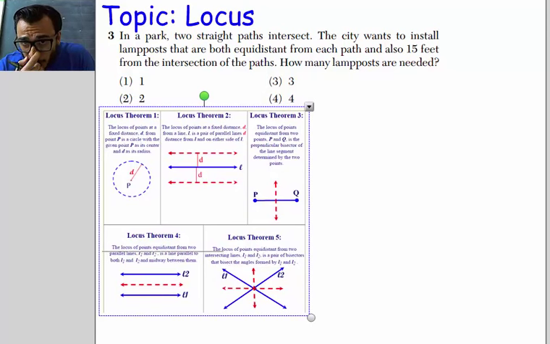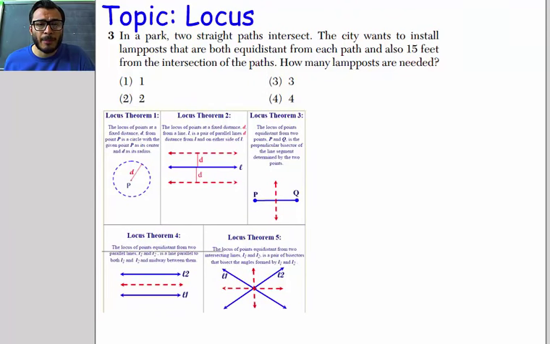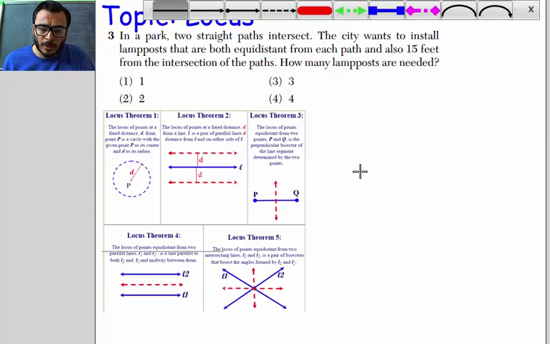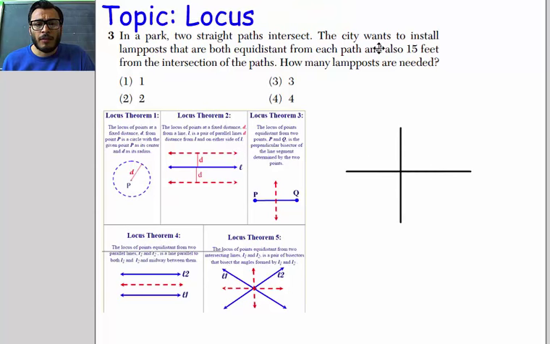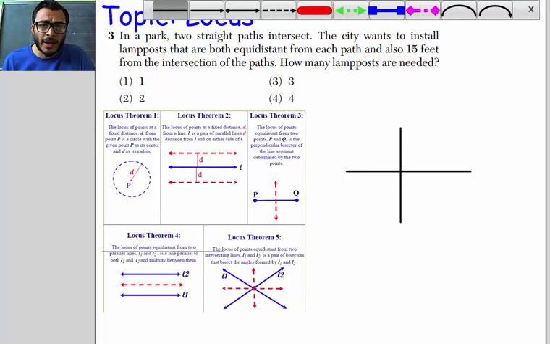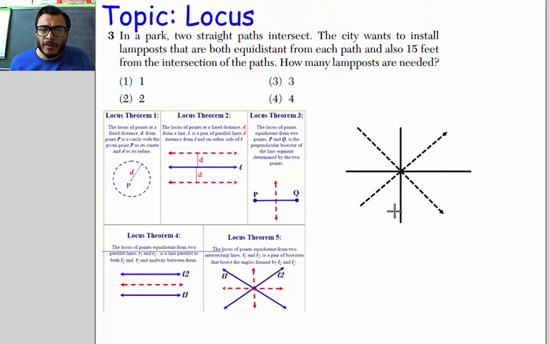So if we read the question, it says the city wants to install lampposts that are equidistant from each path. Now, from reading the question, we know that the paths intersect. So I'm going to draw 2 intersecting lines. If I'm going to draw the points equidistant from these paths, I know I got to use locus theorem 5. So I'm going to do just that. I know that I have to produce an image that looks something like this. Now, since I drew my paths like a cross, the locus of points equidistant from that cross is going to look like an X.